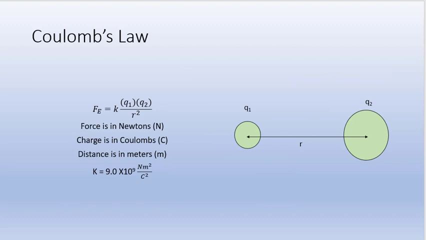So here's Coulomb's law again. Forces in newtons, the charges in coulombs, distances in meters, and there's that constant I was telling you about, 9 times 10 to the 9th newton meter squared per coulomb squared. So it is a different constant. Basically the same setup. Should look familiar if you think back to Newton's laws.